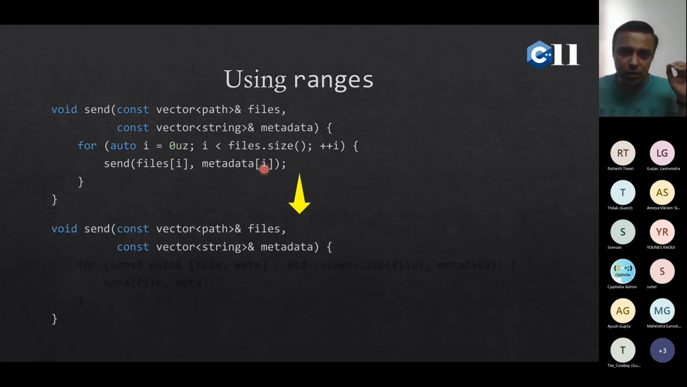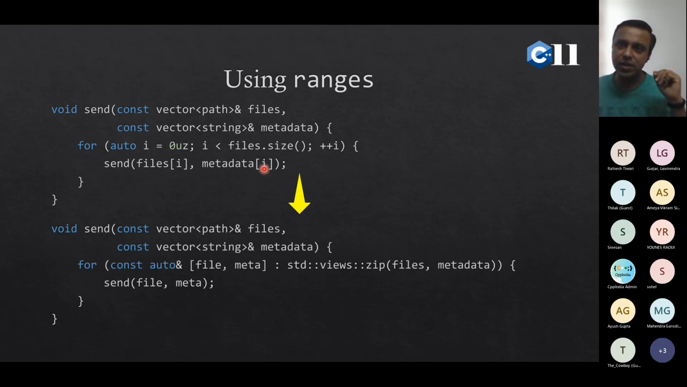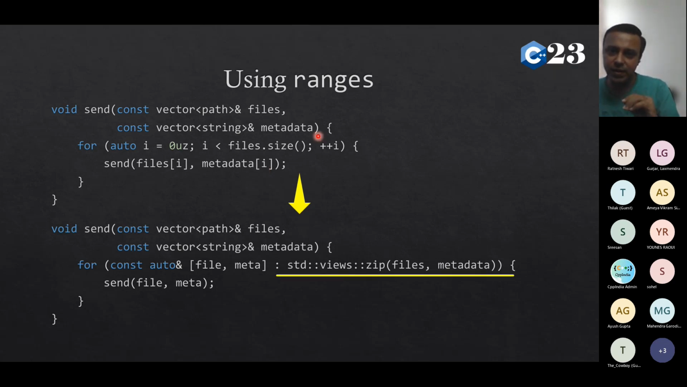If we want to use the C++23 facilities, we might want to transform this into something like this. As you see here, this loop has now changed into a zip, and the version of the language is now C++23 because zip is available in C++23. It does exactly what we have been talking about. Take the two elements together and work on them together.